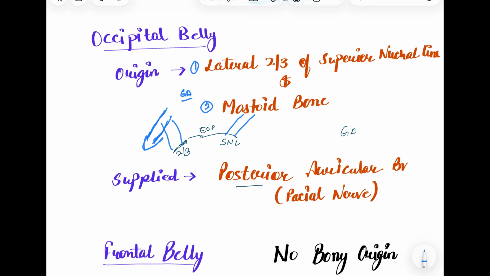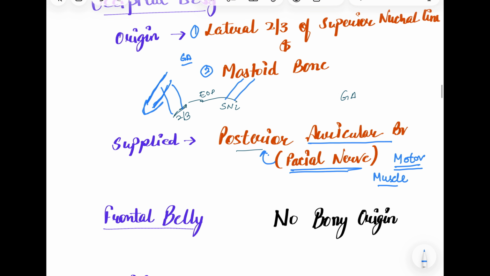This is supplied by the posterior auricular branch of the facial nerve. So this is a motor nerve, as we can say. Why is it motor? Because it is supplying the muscle belly. So the nerve is the posterior auricular, which is a branch of the facial nerve.